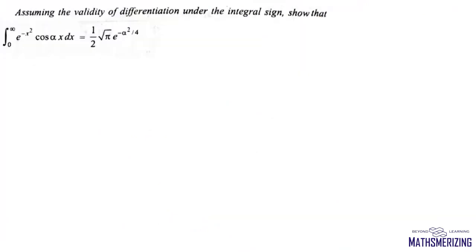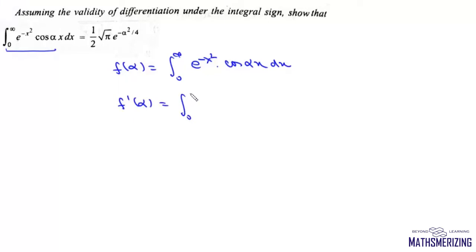Now the question is, we need to show that this integral from 0 to infinite of e to the power minus x square cos alpha x dx is 1 upon 2 under root pi e to the power minus alpha square by 4. Now what we'll do is, we'll write this integral function as some f(alpha), which is this integral from 0 to infinite e to the power minus x square into cos alpha x into dx. I will differentiate this function with respect to alpha.